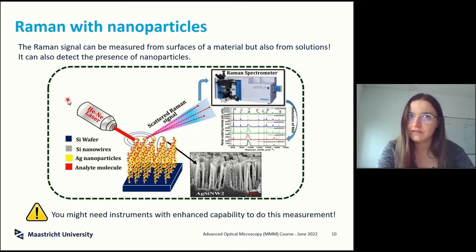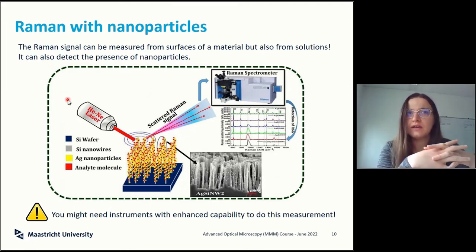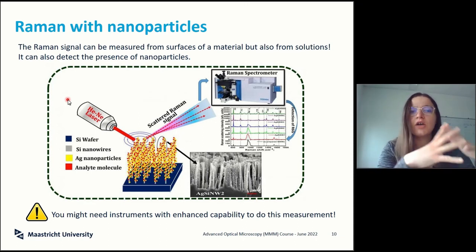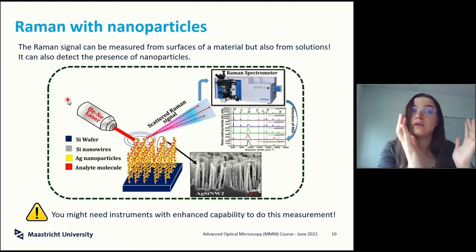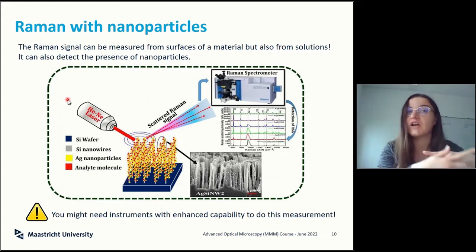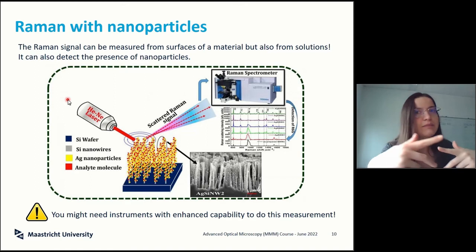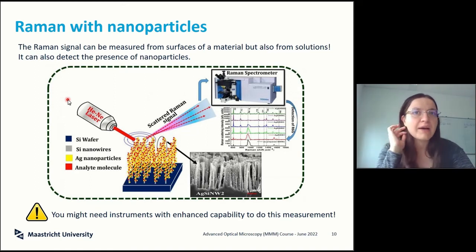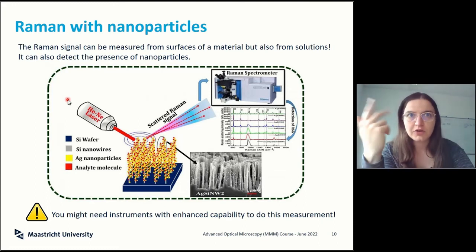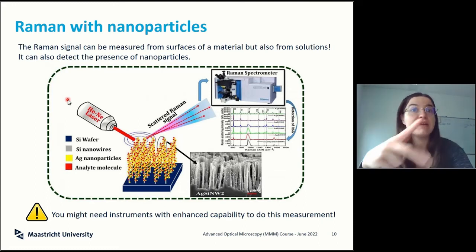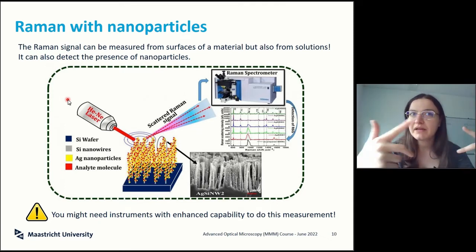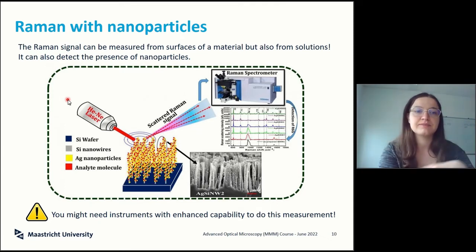So you don't have to have it on a solid. Solutions are Raman active. So if you have Raman instruments with particular sensitivities, you can see nanoparticles growing onto a surface, or a functionalized surface getting modified, or something happening in a solution. Raman will track the appearance of this signal, because it's seeing a chemical signature that is either appearing or changing or stuff like that.